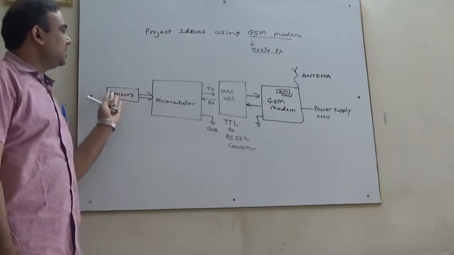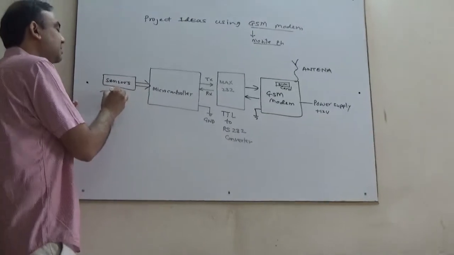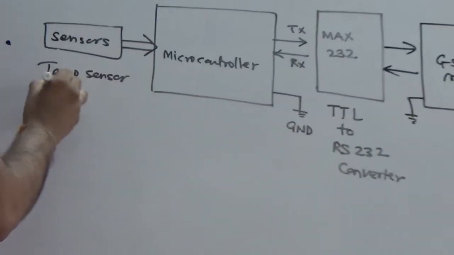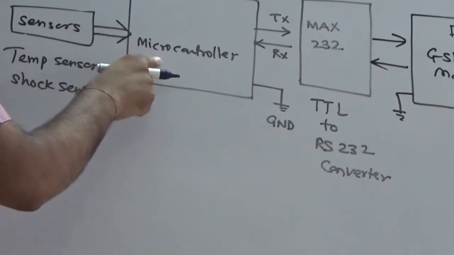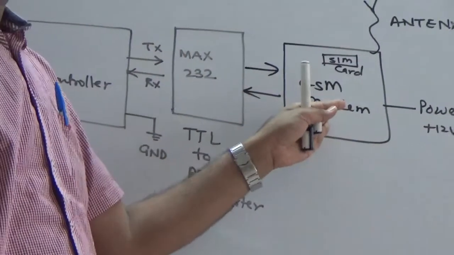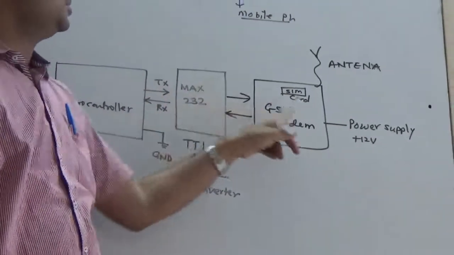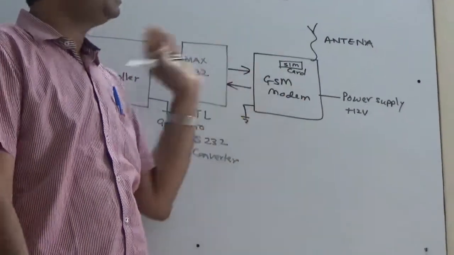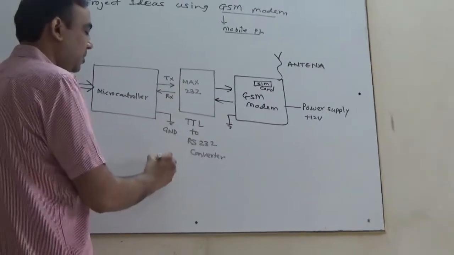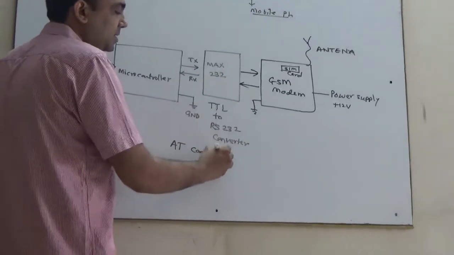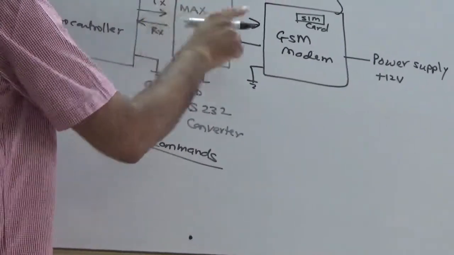So the microcontroller can communicate with sensors, and suppose there may be a temperature sensor, shock sensor, something like that. That information the microcontroller can send to some remote mobile phone using the modem. In this case, the microcontroller can send SMS and receive SMS. It communicates with the GSM modem with the help of something called AT commands. So we have to give the AT commands on the serial port.